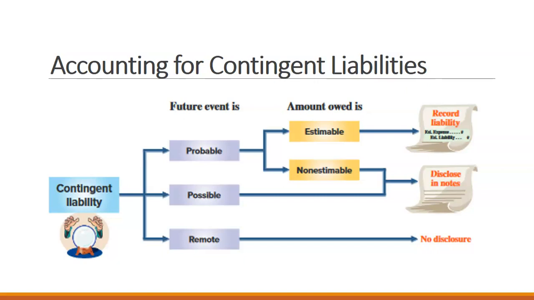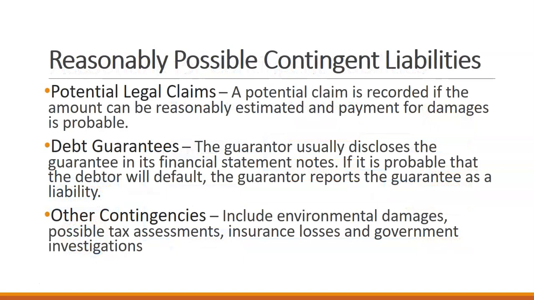We also have, if it's possible that we could have a contingent liability from an event, we would just disclose that in the notes. And if it's a remote possibility that we're going to have a contingent liability, then we don't disclose it at all. So what are some possible reasons for having a contingent liability?